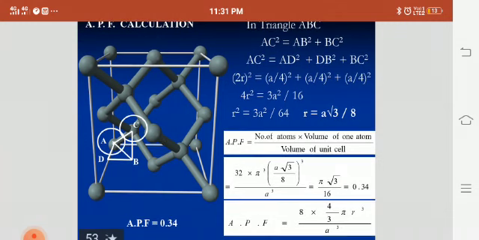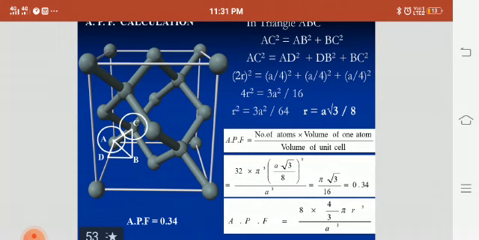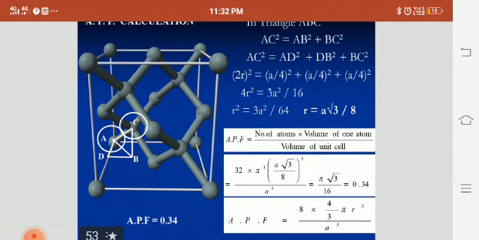By using these values, we can calculate the atomic packing factor. The number of atoms per unit cell in diamond structure is 8, the volume of one atom is 4 by 3 pi r cube, where r is a into root 3 by 8, and the volume of the unit cell is a cube. By substituting all the values and simplifying, the atomic packing factor for diamond structure is 0.34 only, that is 34% of the crystal structure is filled with atoms.